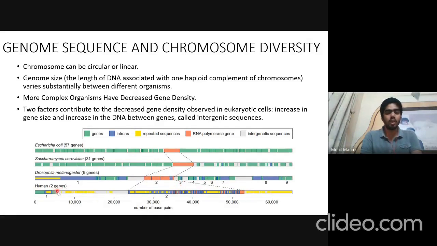In human, only 2 genes are present in 60,000 base pair of DNA, and most of the region consists of repeated sequence, and in case of gene, it consists of intronic region. So from here to here, this whole is the RNA polymerase gene, and as you can see, the actual gene content is very less, and most of it is introns or repeated sequence. So as the complexity of organism increases, the gene density decreases, and the intronic region and intergenic sequence increases.